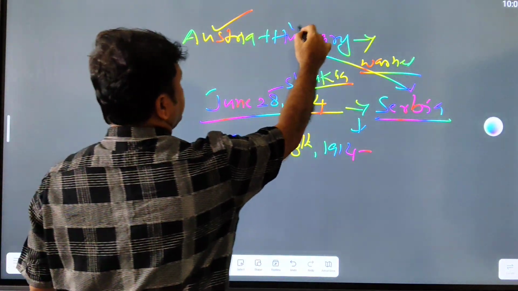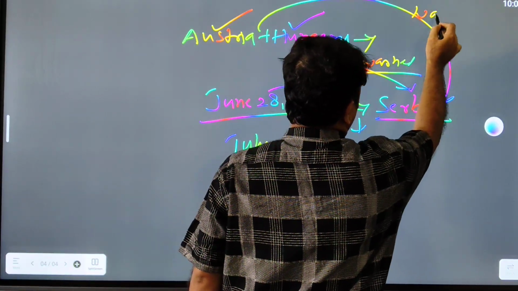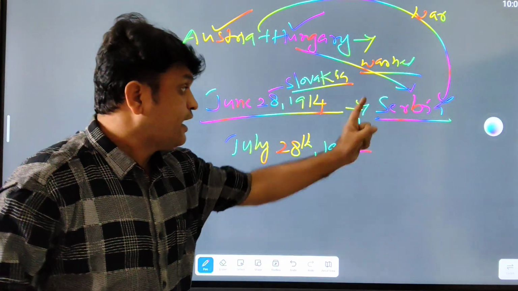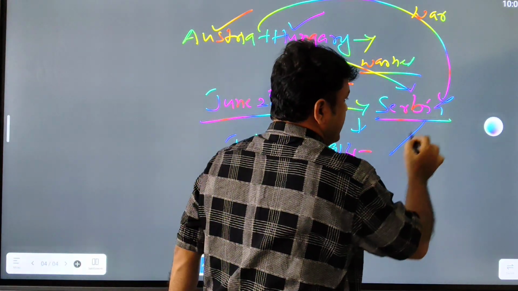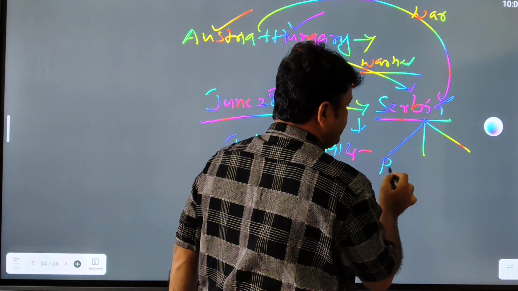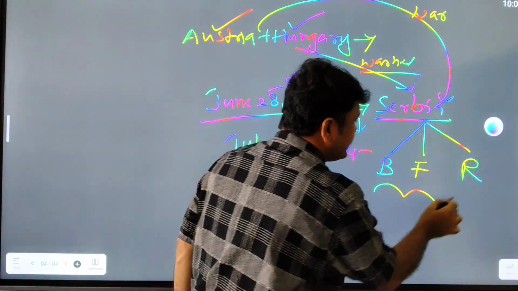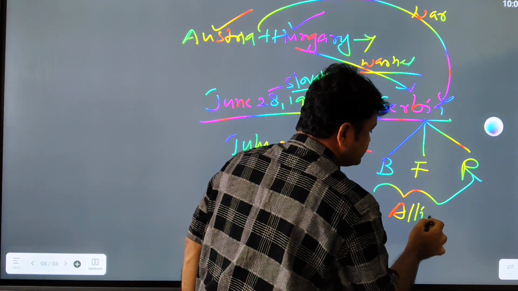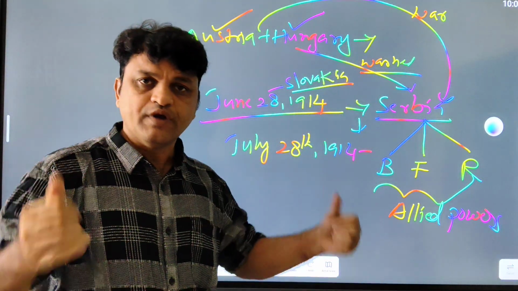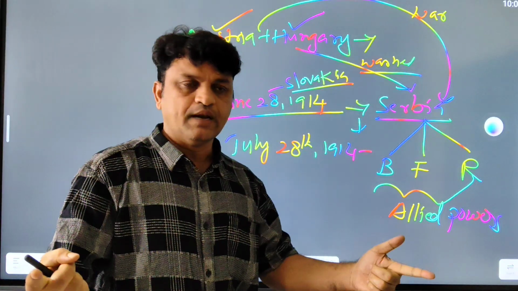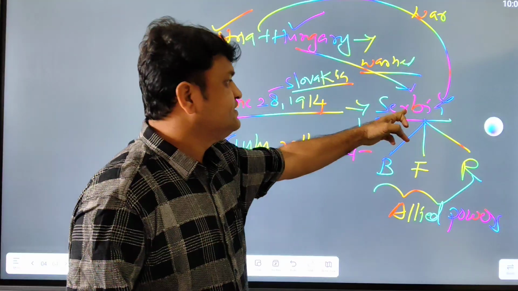On July 28, 1914, Austria and Hungary declared war on Serbia. And I told you, Serbia has friendship with alliances, backed by Britain, France, and Russia. And who are Britain, France, and Russia? They are allied powers, that we all know. So we have two powers, allied powers and central power. So these allied powers, Britain, France, Russia, are backing Serbia.